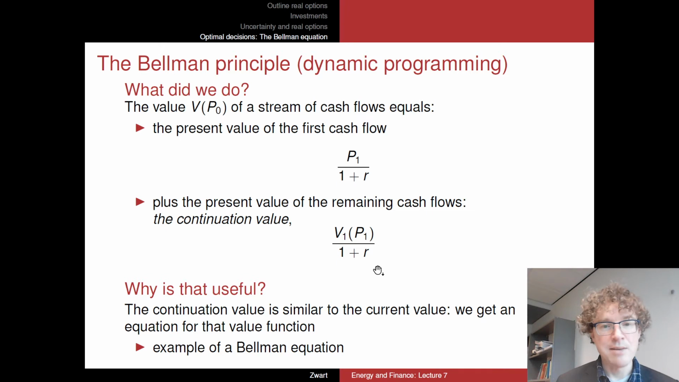Now in our example, we observe that this continuation value is precisely the same as the current value. For an observer in period 1 there's basically no difference: he still has the same perpetuity, but now as viewed from time t equals 1. By plugging that same V of P into this equation, we get an equation for this value function. So this is an example of a Bellman equation.